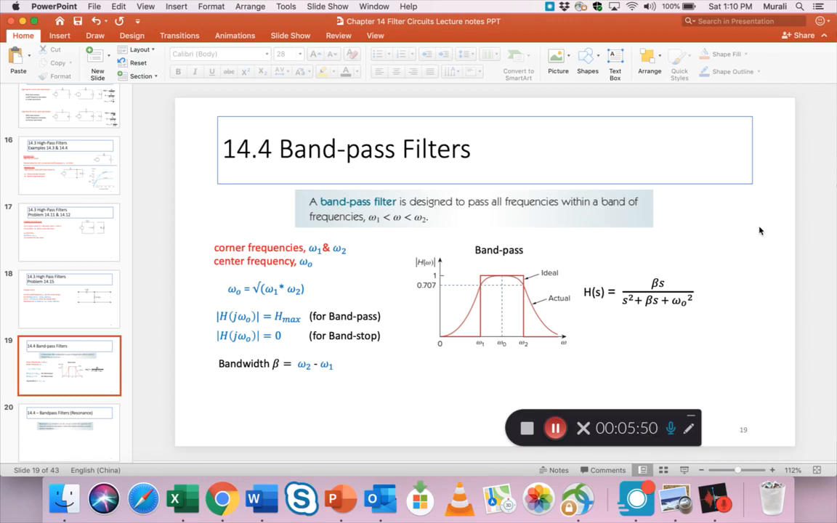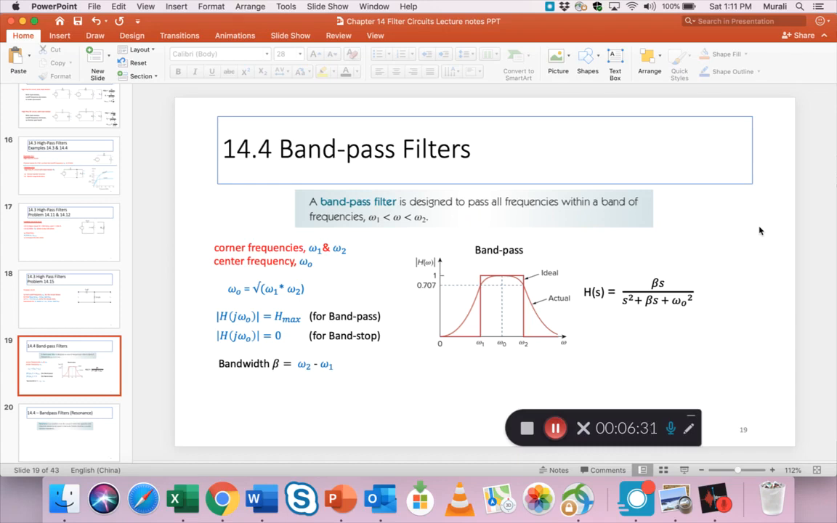Now the definitions of omega 1 and omega 2 are pretty much similar. That means the magnitude has to drop to 1 over root 2, or 0.7, and at that point we define it as a corner frequency. It's just that we have 2 in this case. Looking to the left, we've seen the graphic, with the introduction of the corner frequencies omega 1 and omega 2 and the center frequency omega 0. An important thing to notice is omega 0 equals the square root of omega 1 times omega 2.